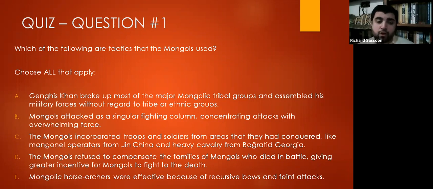D is false. The Mongols absolutely compensated the families of those who died, which gave the Mongols the reason to fight to the death because they knew that their families would be protected even if they did die. And E is correct. We talked about the tactics the Mongols used in order to defeat their enemies: the recurve bow, giving them longer range and more deadly accuracy, and the feint attack, which allowed them to split off sections of the enemy armies and take them piece by piece.